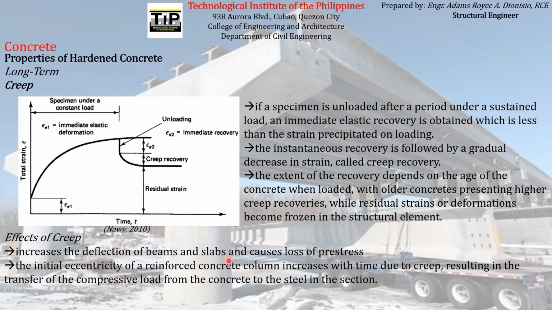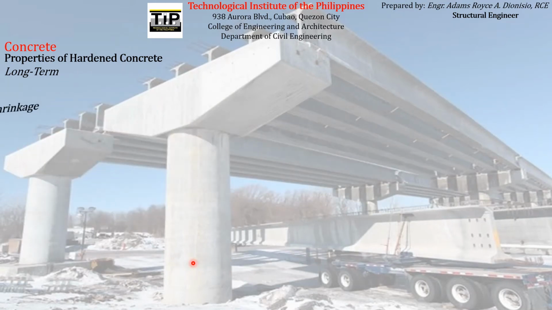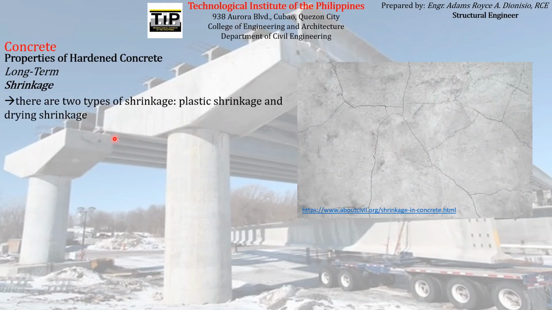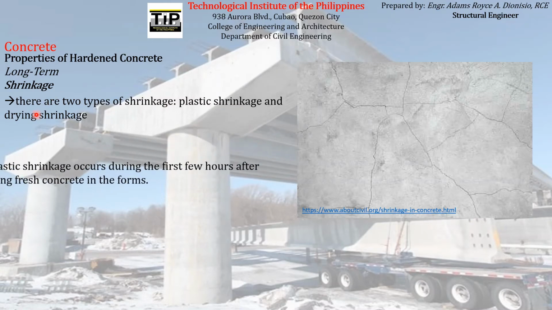So those are the effects of creep. Another long-term property of hardened concrete is shrinkage. So it looks something like this. There are two types of shrinkage: plastic shrinkage and drying shrinkage.